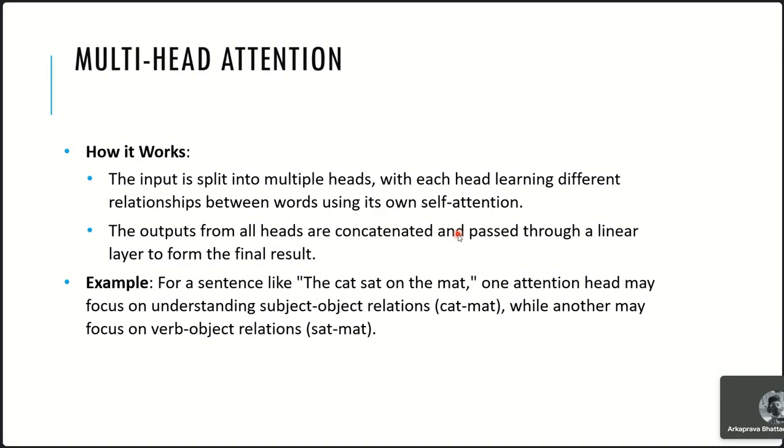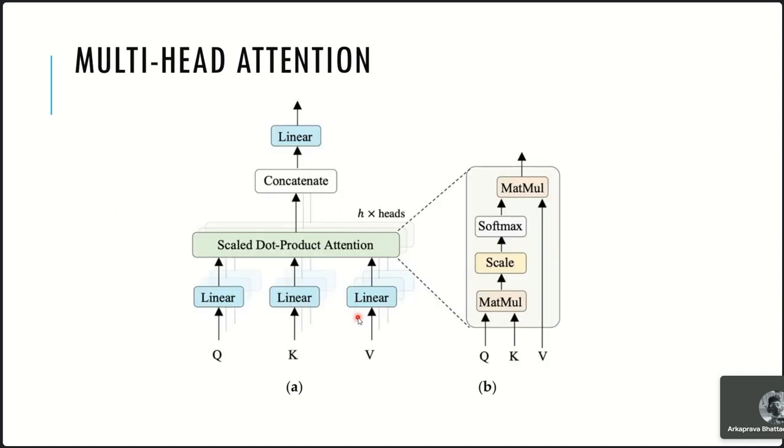और मल्टीपल हेड कैसे वर्क करता है. सपोज वी हैव अ सेंटेंस, the cat sat on the mat. One attention head may focus on understanding subject-object relation, that is cat, mat. Another might work on sat, mat, etc. ठीक है. तो ऐसे करके हम different things parallelly words को chunks में divide करके, and we will be trying to find out the relationship between the input and the output sequence. Okay, this is how your multi-head attention looks like.